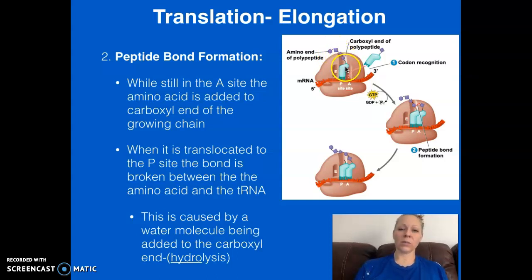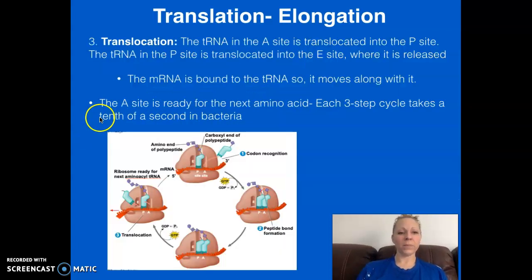And so here, when it's in the P site, this is when we break that bond between the tRNA and the amino acid. So in the A site, we tied it to the growing strand. In the P site, we cut it from the tRNA. And the last one is going to be cut by a water molecule, so let's think hydrolysis when the last amino acid is added. But we'll think about that when we get there.